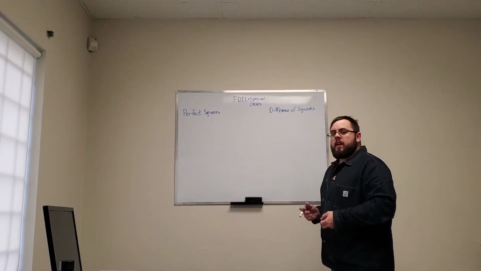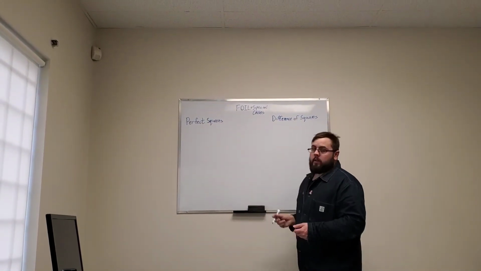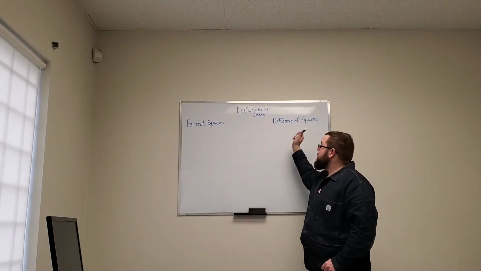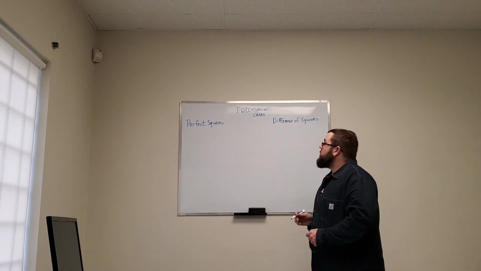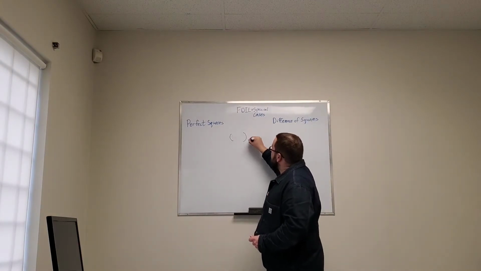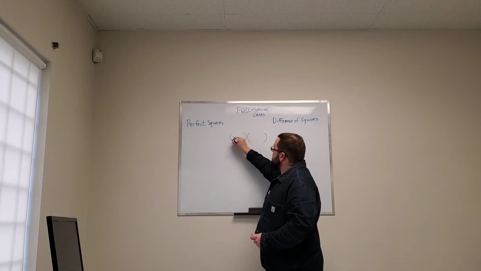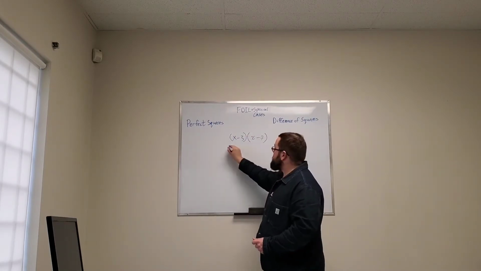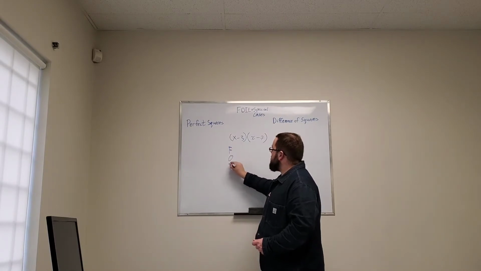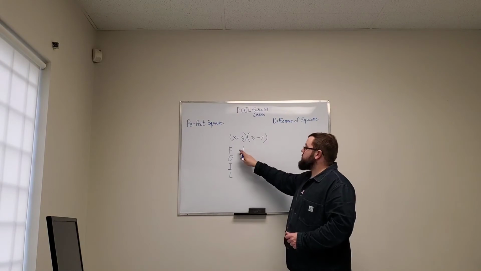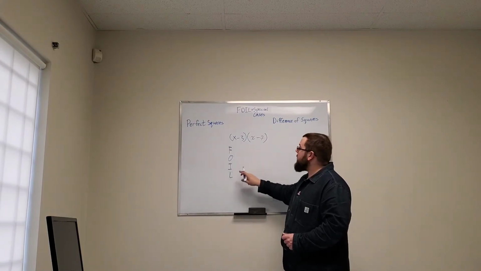Math 10. Today we are looking at foiling, but this time with some special cases: perfect squares and difference of squares. Okay, so remember to look at any binomial, for example, x minus 3, x minus 7, we can use FOIL to solve this. FOIL is first, outside, inside, last.